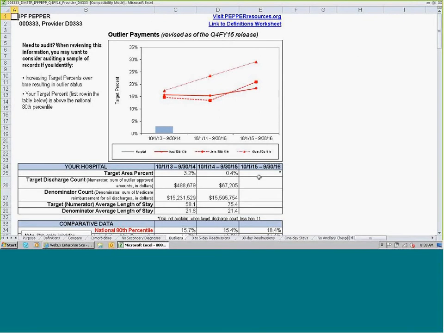Remember that sometimes you will see target area reports that don't have reportable data for all of the target areas, or for all of the time periods, or sometimes there may be entire target area reports that don't have information, and that doesn't reflect a problem with the PEPPER. It just means that there's not sufficient data to generate statistics.